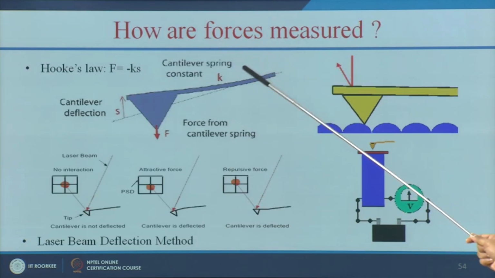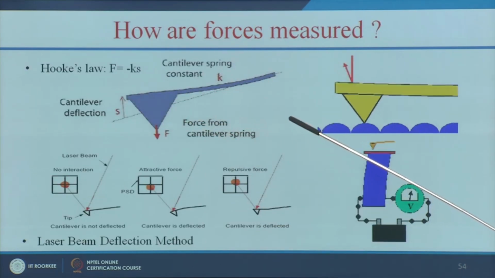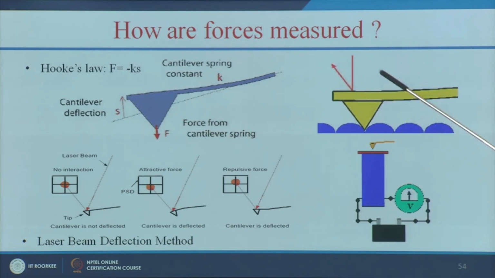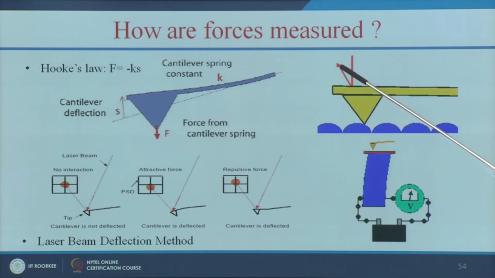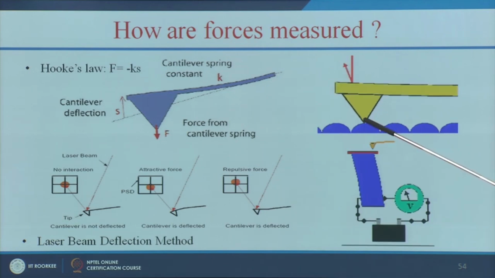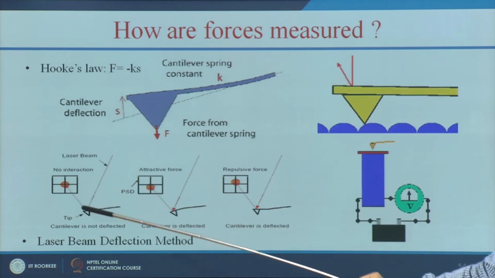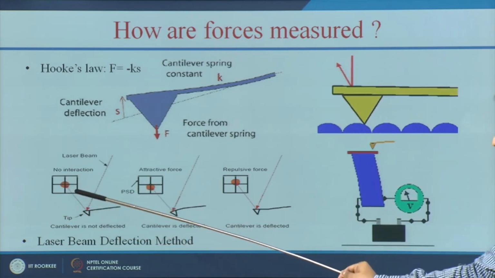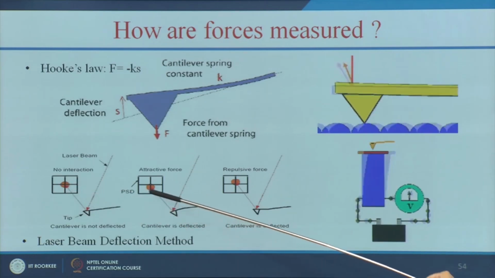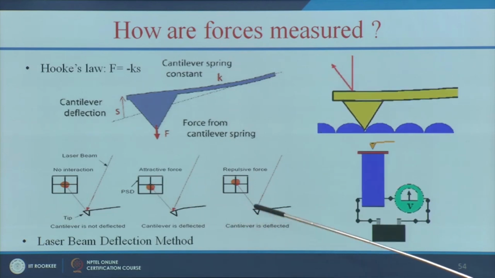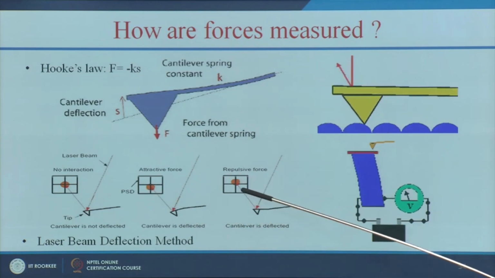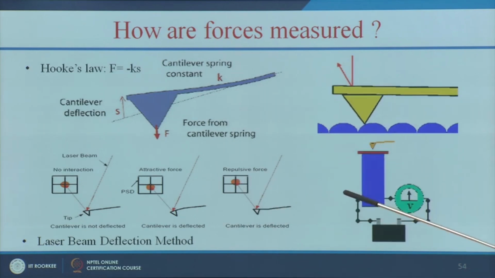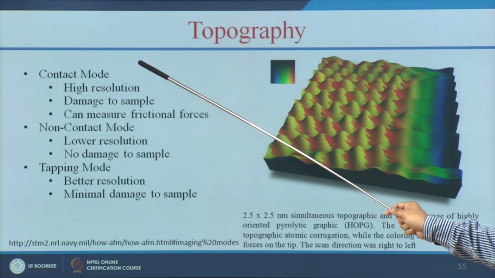So, how are the forces measured? Using Hooke's law. Here you can see the cantilever tip going up and down over the sample, and the laser beam is also deflected according to the sample's nature. If there is no interaction between the tip and the sample, the cantilever is not deflected, and the laser beam will be detected in this area. If the cantilever is deflected, the laser beam position will be here, and if there is repulsive force, the beam position will be here. Based on that it will produce the image.